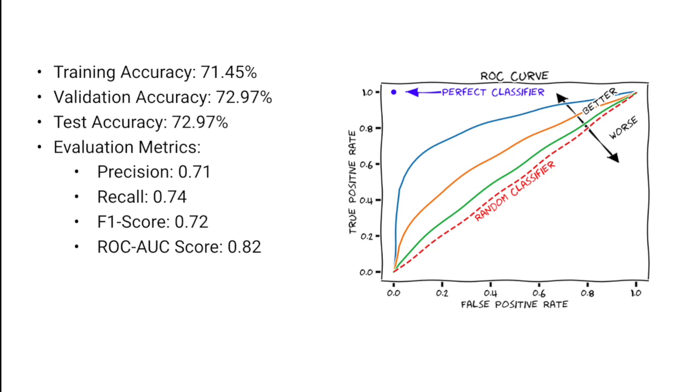The model achieved a training accuracy of 71.45% and a test accuracy of 72.97%. Evaluation metrics, including precision at 0.71, recall at 0.74, and an F1 score of 0.72, highlighted the model's effectiveness. Additionally, the ROC-AUC score of 0.82 demonstrated its ability to differentiate between classes with high reliability.